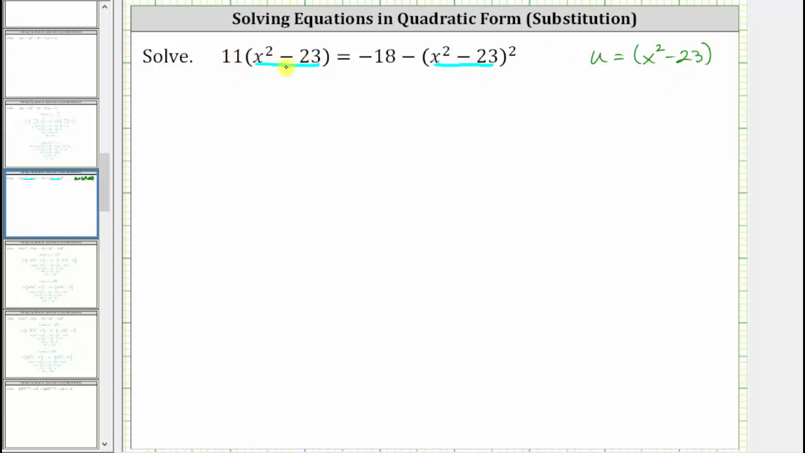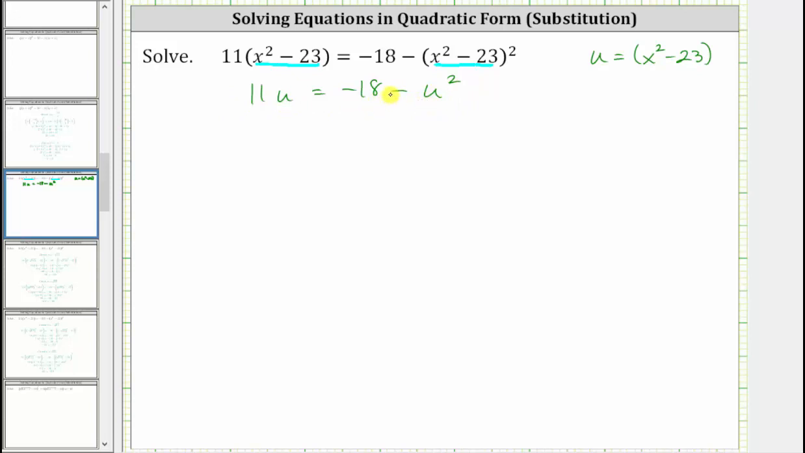11 times the quantity x squared minus 23 is just 11u. And then we have equals on the right side, negative 18 minus the quantity x squared minus 23 squared, which is just u squared. Notice how now we just have a basic quadratic equation in terms of u. Let's set this equation equal to 0 and factor.